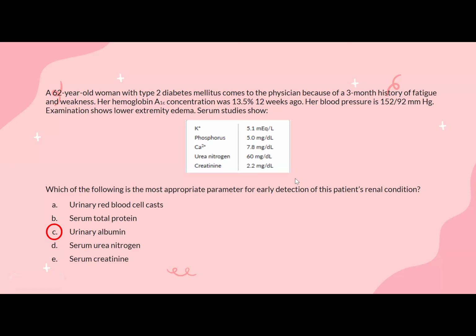And yeah, once you've had the albuminuria for a long enough time, that's when the serum total protein would decrease as well. But that's not the first thing that occurs. The first thing would be urinary albumin.